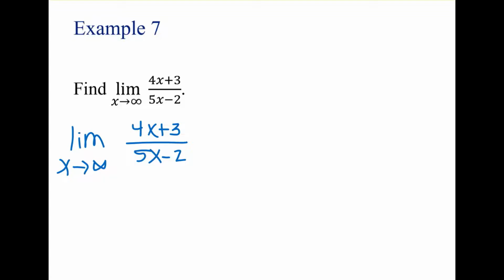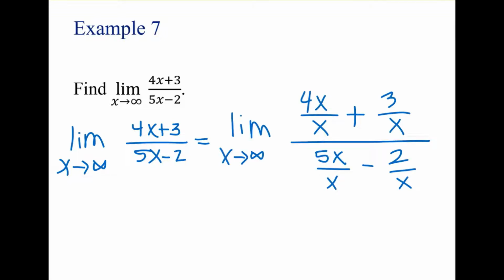On the top we have 4x, which is one term, and then plus 3 is another term, 5x is another term, and then minus 2 is another term. We get the following after dividing every term by x. We can simplify this expression. We have x over x here that we can cancel out, and we have x over x here that we can cancel out. So now let's rewrite this expression.